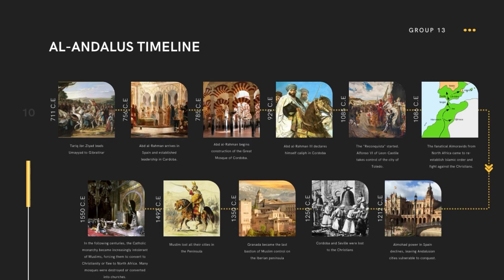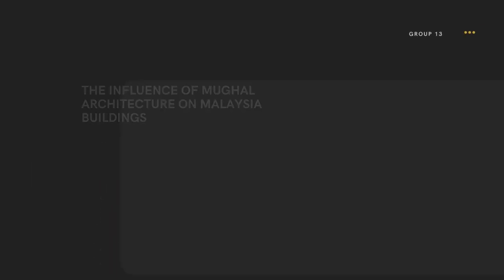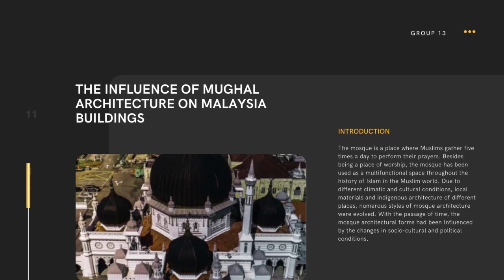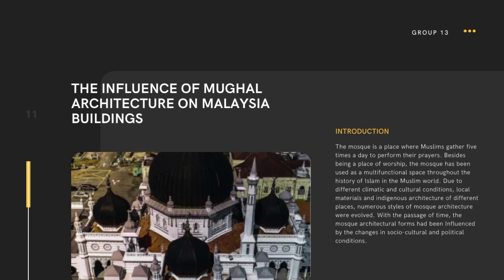1550 Common Era. In the following centuries, the Catholic monarchy became increasingly intolerant of Muslims, forcing them to convert to Christianity or flee to North Africa. Many mosques were destroyed or converted into churches. The influence of Mughal architecture on Malaysian buildings.